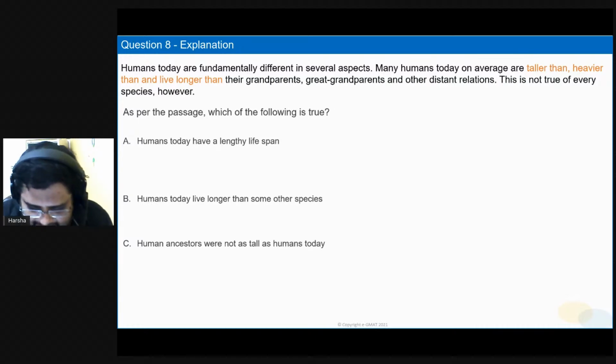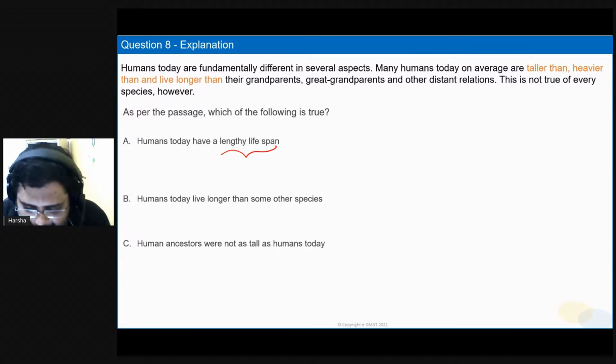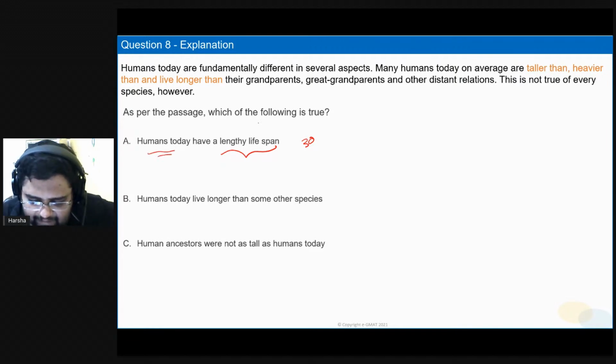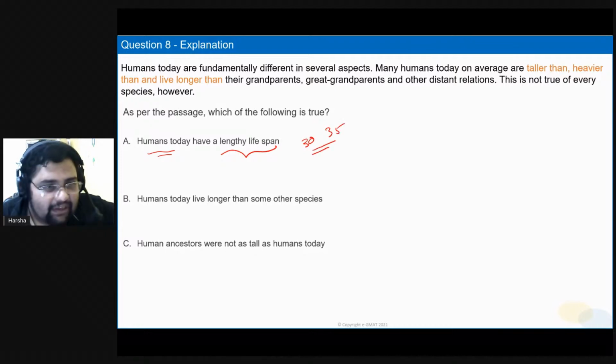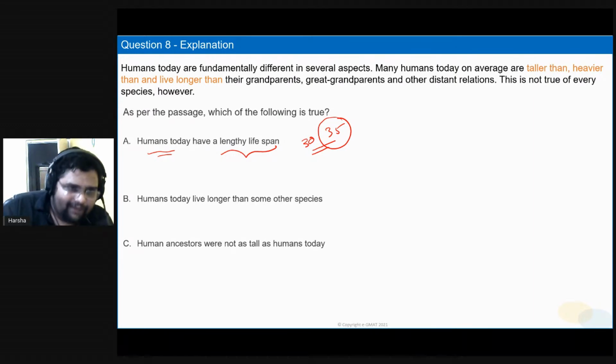For example, let's take the example of option A, lengthy lifespan. I know humans have a lifespan right now which is closer to 100, but let's take an example. If our ancestors had a lifespan of say 30 years, not so great, right? Given current standards. And today humans have a lifespan of 35 years. Will you say that this 35 is a lengthy lifespan? That's the point. Just because humans today live longer than humans yesterday does not mean that they are living long. They're still living only for 35 years.